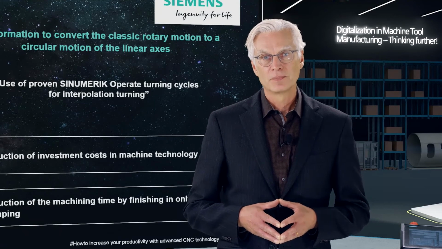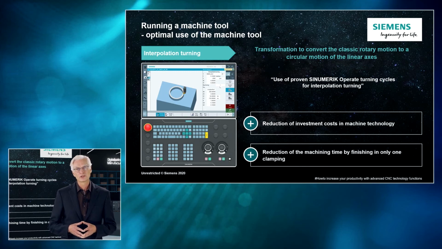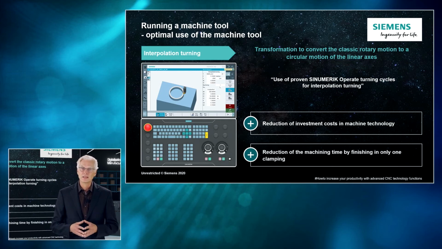The technology function, interpolation turning of Numeric 1, supports the user here with a new machining method. The turning process takes place without a rotating workpiece. This also eliminates the time-consuming alignment of non-rotationally symmetric workpieces. In interpolation turning, the turning tool is guided by the CNC around the static workpiece in a position-controlled manner. The feed axis interpolates circularly, while at the same time the turning tool is moved in direction of the tool.